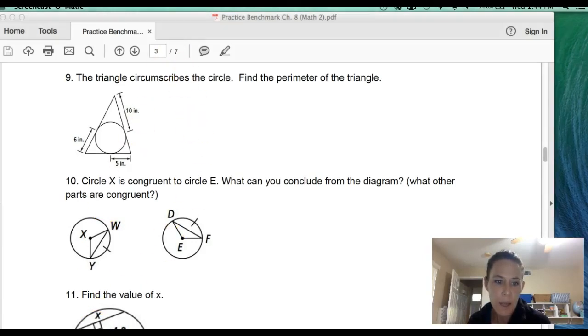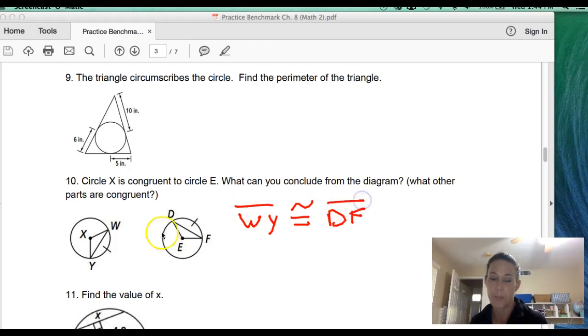And then I also know WY is congruent to DF. I keep writing that, and I'm having a hard time with this part. It keeps zooming in. Okay, so I know those segments are congruent. I also know if this arc is congruent to this arc, this central angle is congruent to this central angle because the central angle is congruent to its arc. So I'm going to say angle WXY would also be congruent to angle DEF.